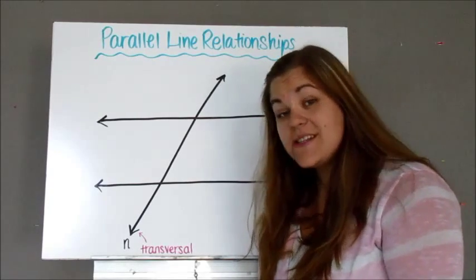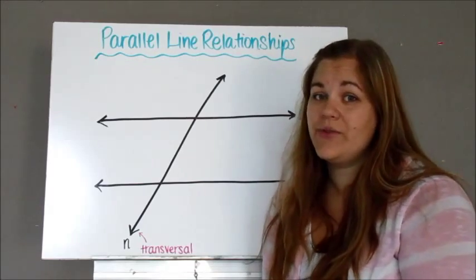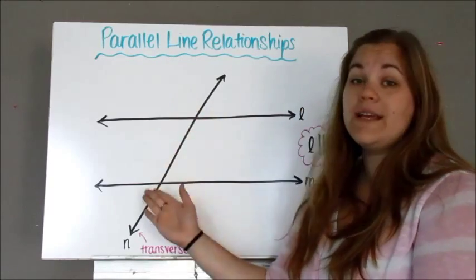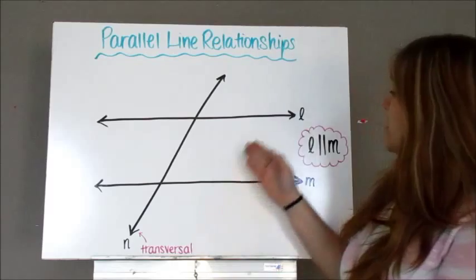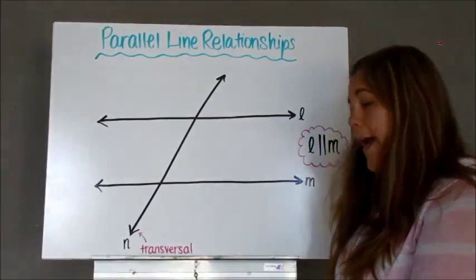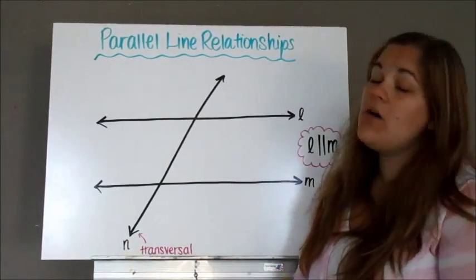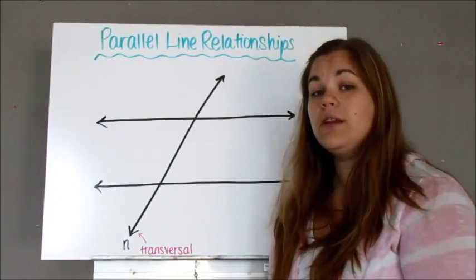So today's video is going to tell you about the angles that are formed when a transversal cuts through two lines. In this case, we're looking at two parallel lines. So I have up here two parallel lines, L and M. L is parallel to M, cut by the transversal N. So now there are four relationships that occur.